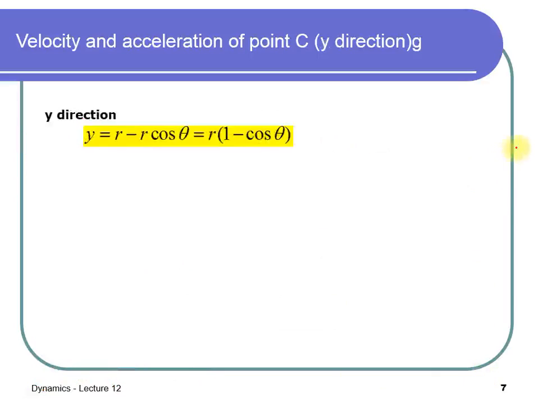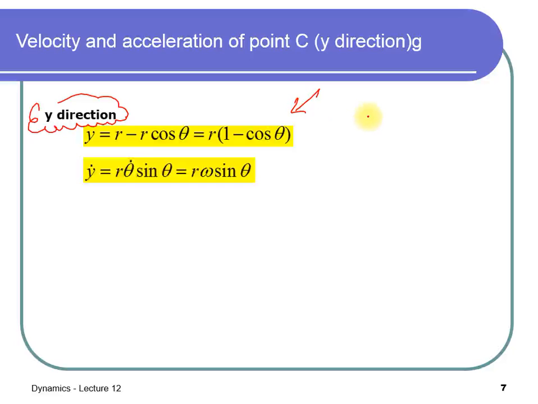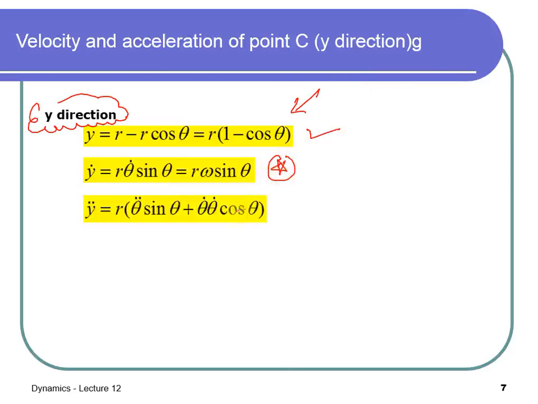Okay, now let's see the y direction. This is from the previous position coordinate y of C prime. By taking the time derivative of this equation, you will reveal another equation, and then by doing another time derivative, you will reveal another equation, which is the acceleration along the y axis.